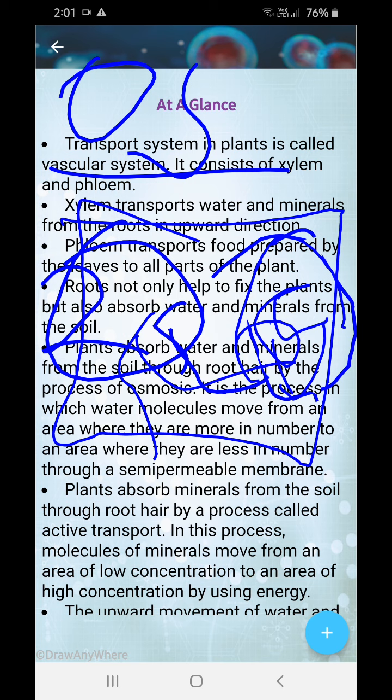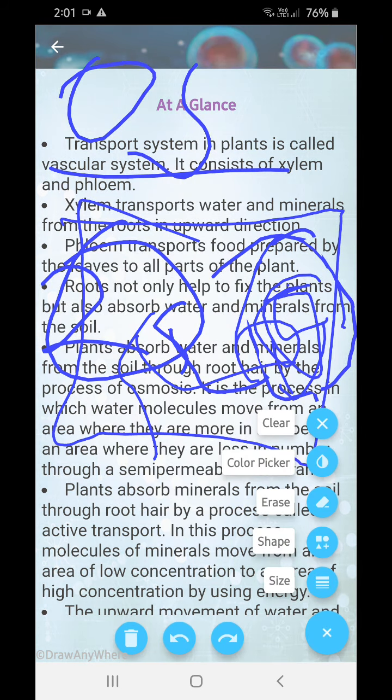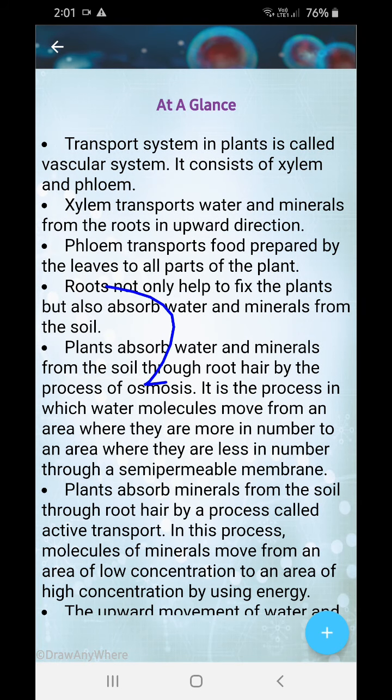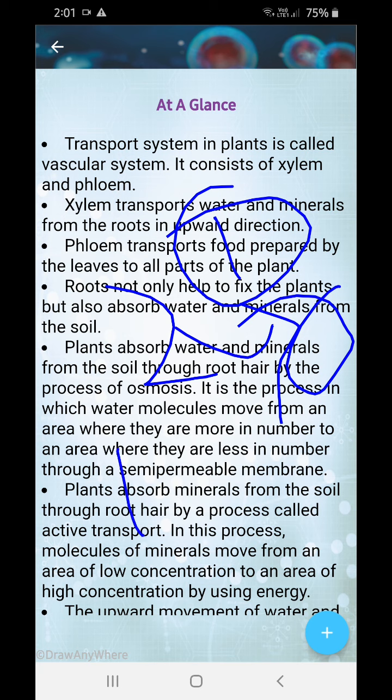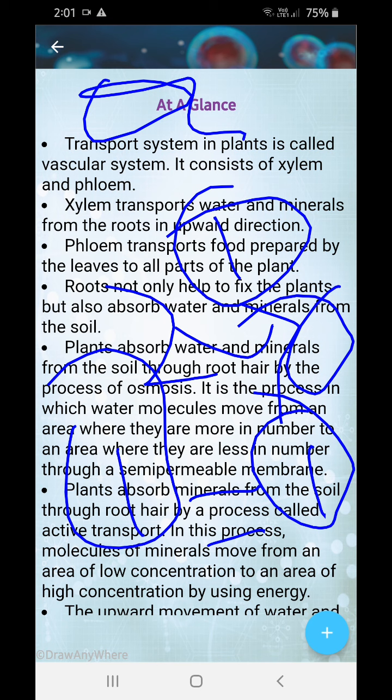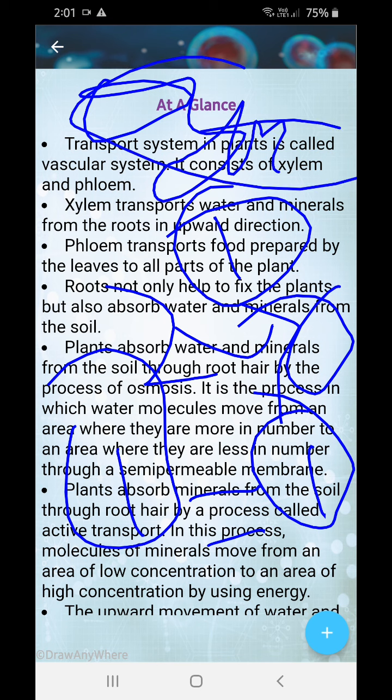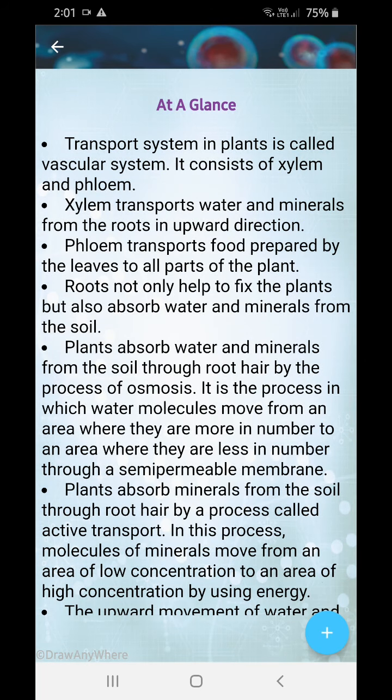Suppose I take 2 over here and 0 over here, I take a very less amount of number. Suppose here is 2 and here is 0. So what will happen? One molecule will go over here and it will make the concentration same. And so the osmosis process will be taking place. Okay. So next let's start.